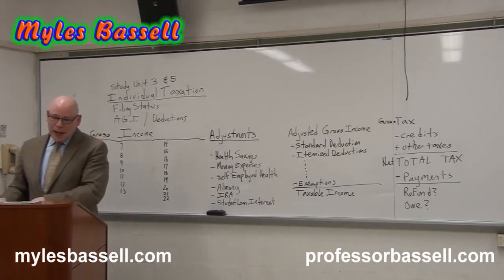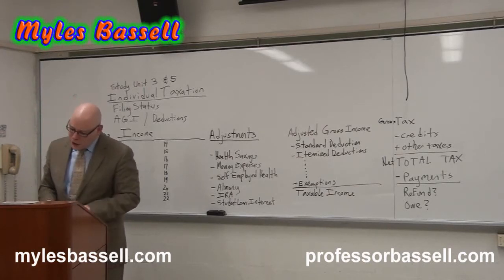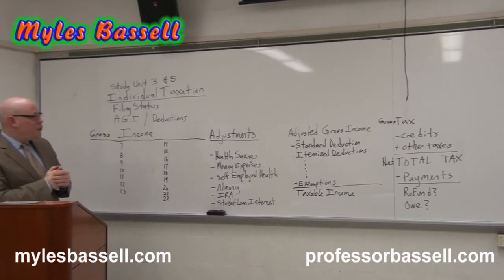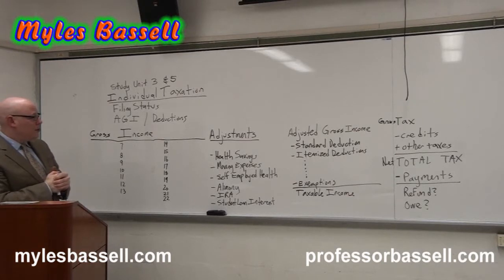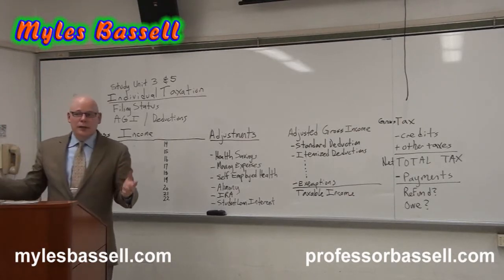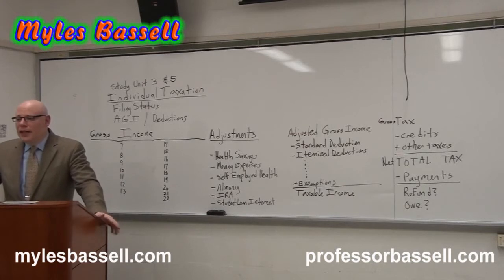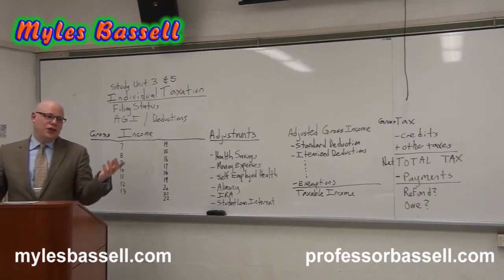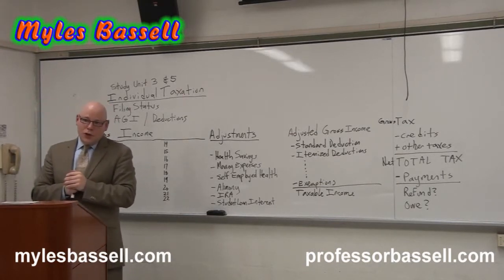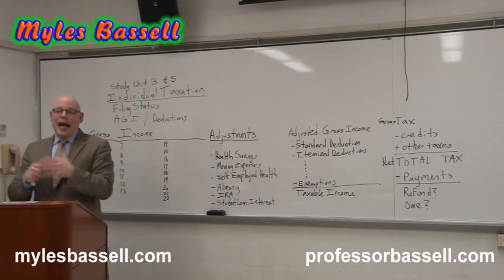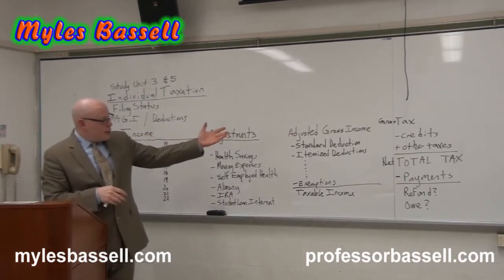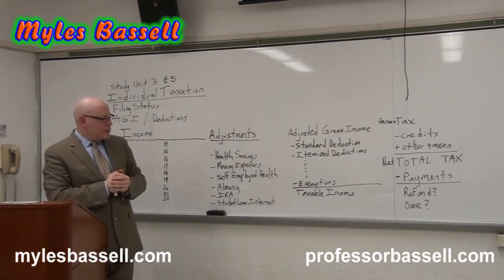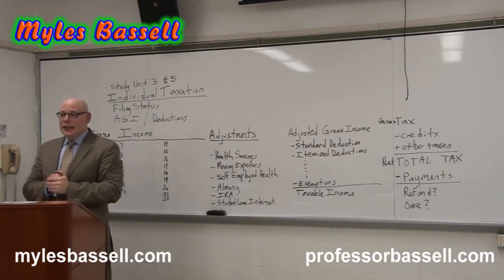So today we're going to expand our discussion, and we're going to focus on the individual income tax formula, which is what I've put here on the board. When we talk about the individual income tax formula, what is that? What is it that we're trying to determine? So ultimately what we're trying to determine is how much tax we owe. What is ultimately the net total tax? And then from that we're going to subtract payments.